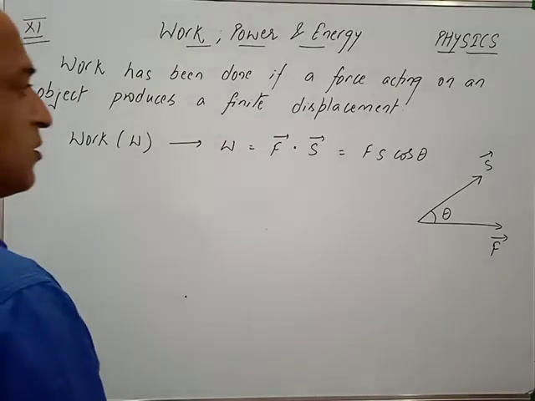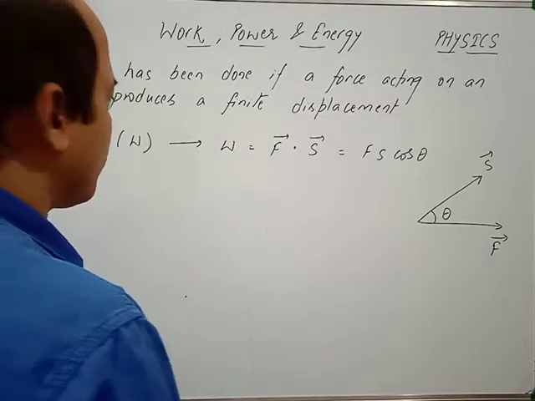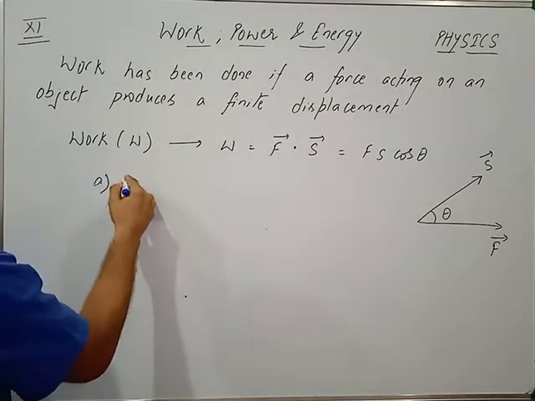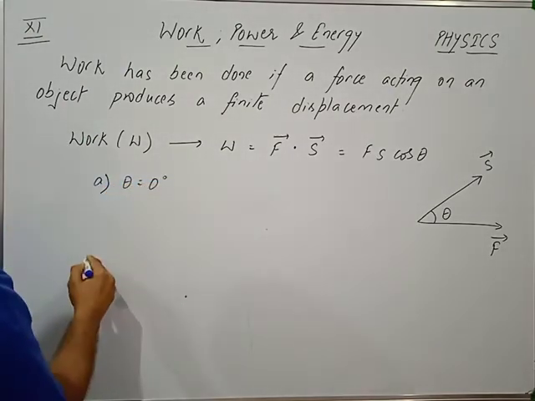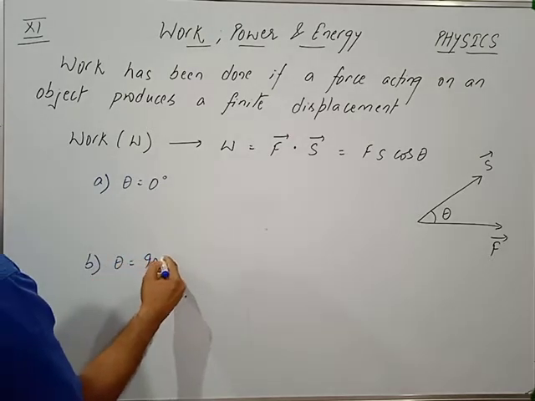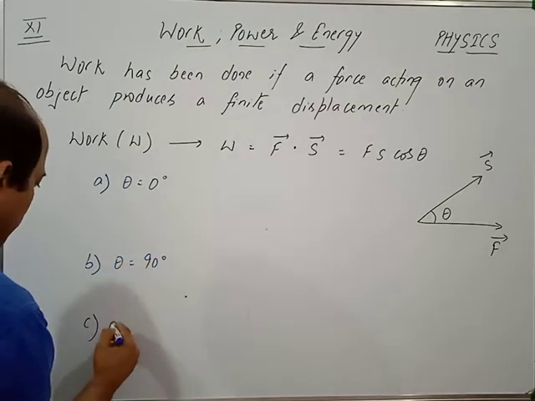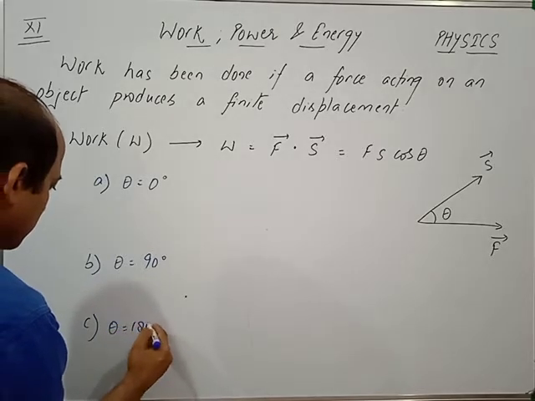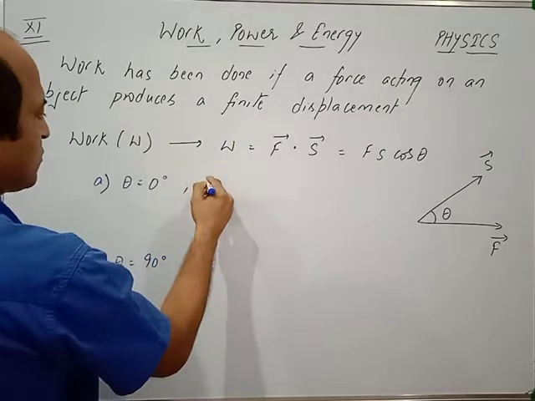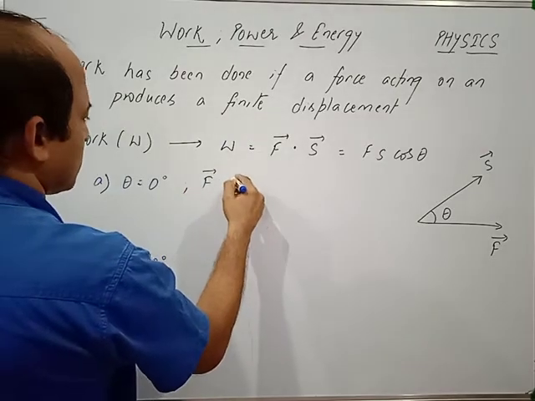Class, there are three major possibilities that we are going to discuss. Possibility number A, theta may be 0. Possibility number B, theta may be 90. And possibility number C, theta may be 180 degrees. What is meant if theta is 0? Theta 0 means force and displacement are parallel to each other.